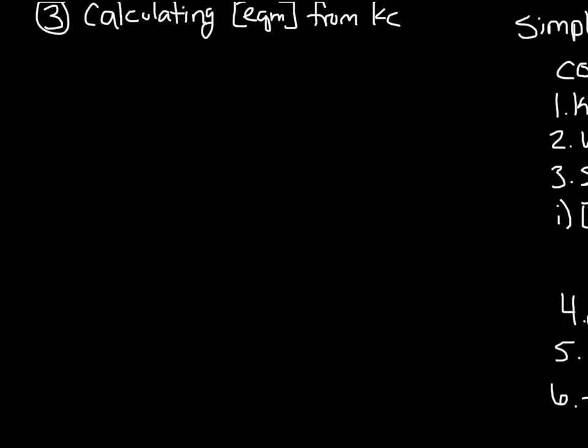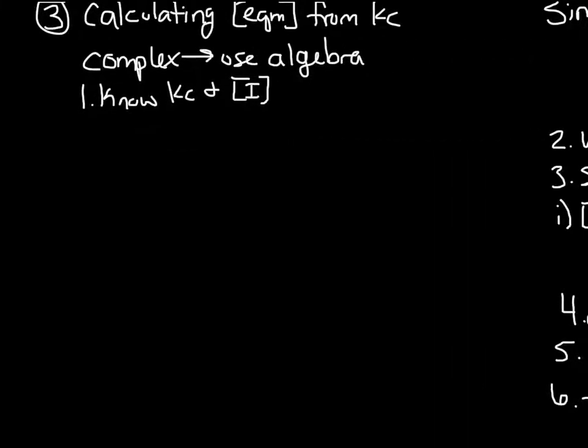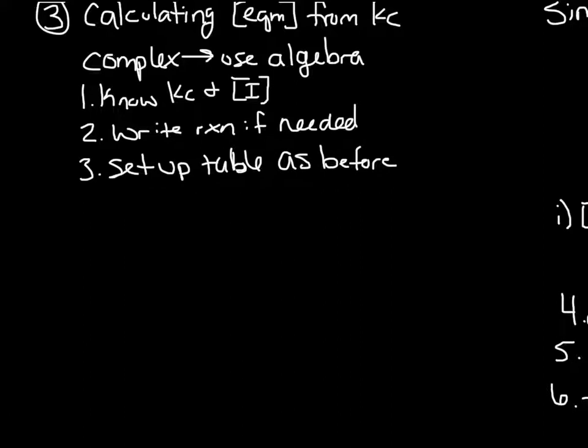All right. The complex one takes a little bit more effort and time. So using the complex equation, we need to use algebra. So first, you need to know your Kc value, and you need to know your initial concentrations. Step 2, write the reaction if needed. Sometimes it will be given to you. Step 3, set up the table as we did before with initial, change in concentration, and equilibrium concentration.